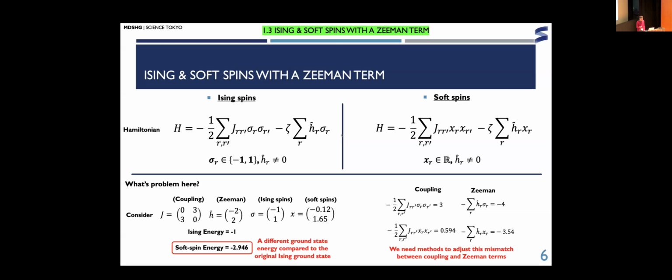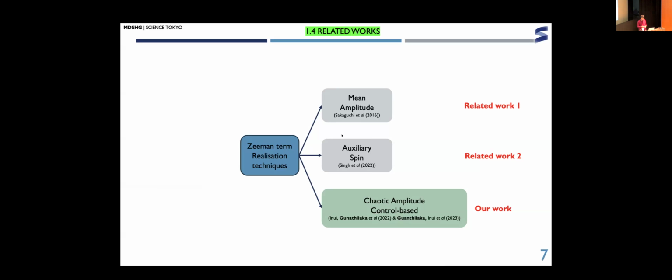There are 3 techniques proposed so far to do this. The first one is called mean amplitude, and I'll go into detail about these 3 methods in the following slides. The second one is called the oscillatory spin. And the other one is our work, called the Chaotic Amplitude Control based method. Right, so now we know the problem.